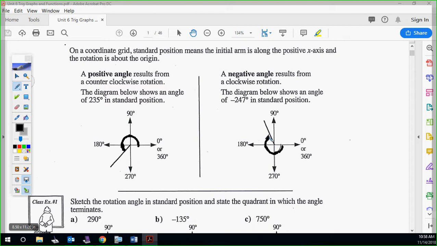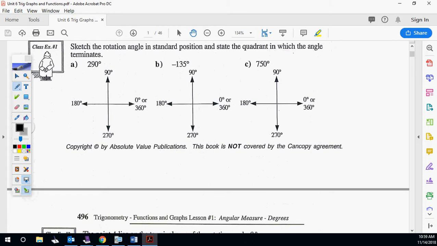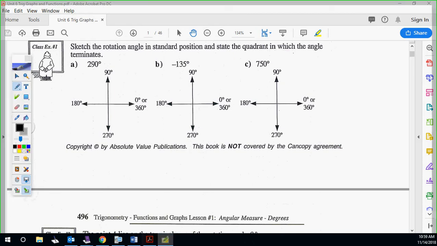Like I said, a lot of numbers you're going to want to be able to count by 90s, because 90s are the key locations. It says sketch the rotation angle in standard position and state the quadrant in which the angle terminates. Review of quadrants: remember, it's 1, 2, 3, 4. That's your quadrant numbering. That is not something you're given on the diploma exam, so you do need to know that.